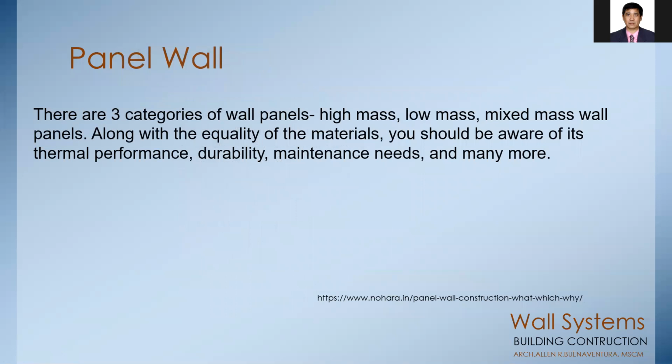Another type of wall is a panel wall. There are three categories of wall panels. We have the high mass, low mass, and the mixed mass wall panel. Along with the quality of materials, you should be aware of its thermal performance, durability, maintenance needs, and many more. So in selecting the wall panel, we need to identify what is the use of this panel wall, considering the performance of the wall.